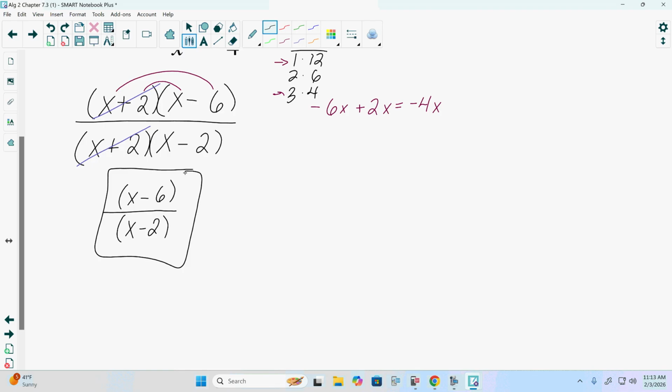Because, yes, we do have the 2 and 6. But the 6 on top is stuck with that x because of addition subtraction. The 2 on bottom is stuck with that x because of that subtraction. They're stuck together.